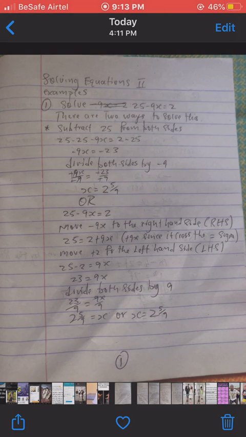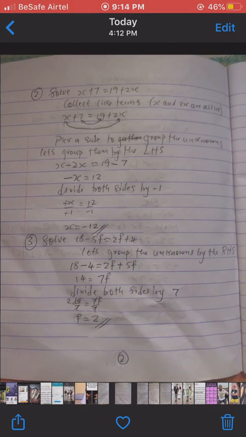Now we have 2 on the right hand side. We move this 2 to the left hand side, it becomes minus 2. So we have 25 minus 2 is equal to 9x. At the end of the day, you have 23 is equal to 9x. You divide both sides by 9, and you are left with the same answer as with the first method.